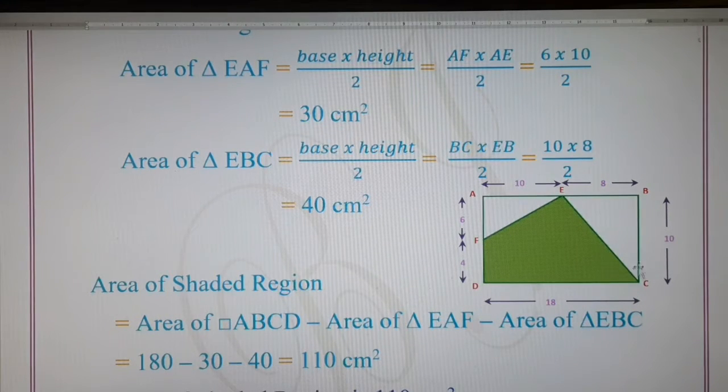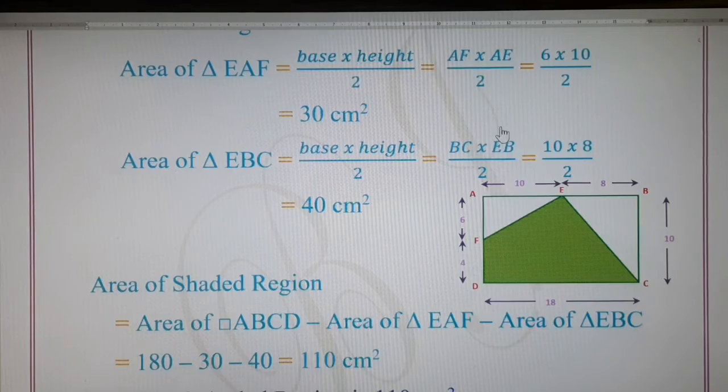Similarly, triangle EBC we have to find out. The area of triangle EBC can be found out by multiplying the base into height and then dividing by 2. Here we'll take BC as the base, that is 10 centimeter, and the height will be EB, which is 8 centimeter. We have to remember that the base and the height should always form a 90-degree angle with each other. Since it is a rectangle, the 4 vertices are 90-degree angles. So EB we can take as the base and BC as the height, or we can take BC as the base and EB as the height.